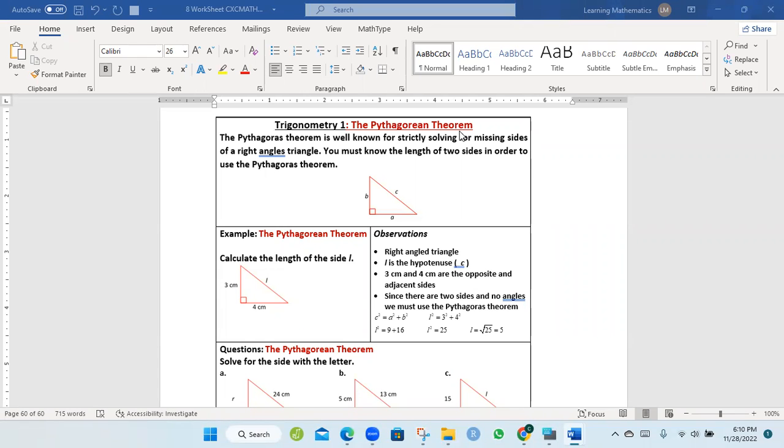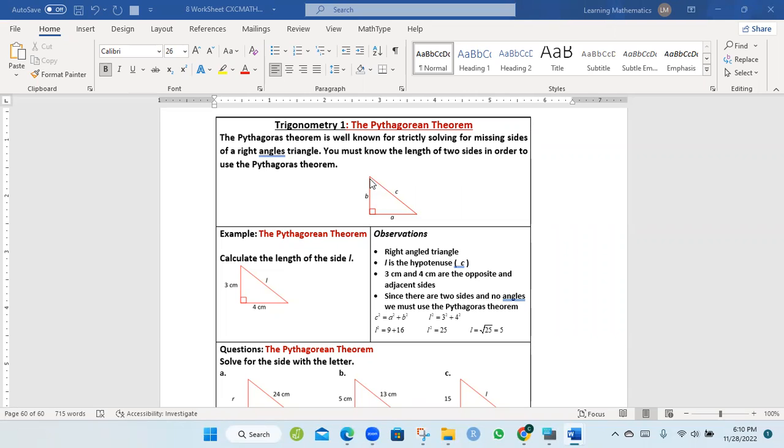Trigonometry 1, the Pythagorean Theorem. The Pythagoras theorem is well known for strictly solving for missing sides of a right-angled triangle. You must know the length of two sides in order to use the Pythagorean theorem.